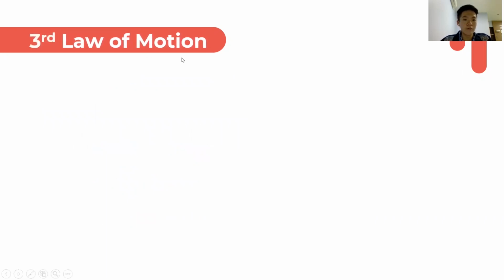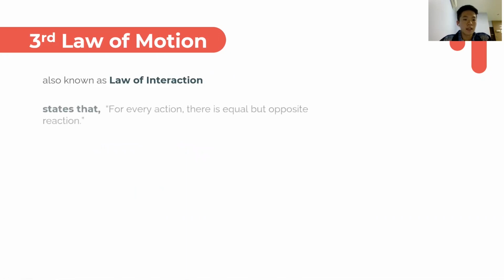For the third one, we have the third law of motion. This is also known as the law of interaction. The law of interaction states that for every action, there is an equal but opposite reaction. The mathematical expression is F action equals negative F reaction.